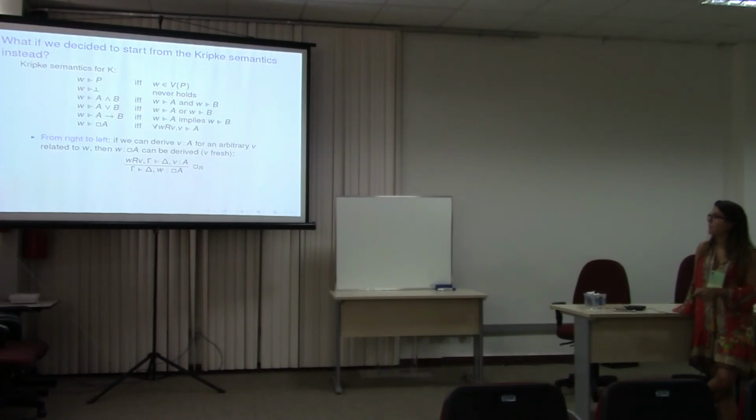So A implies B in W if and only if, from A valid in W, it follows that B is also valid in W. And what's different now is the box, right? So W forces box A, that is, box A is valid in the world W, if and only if for all V that are related to W, A is valid there.